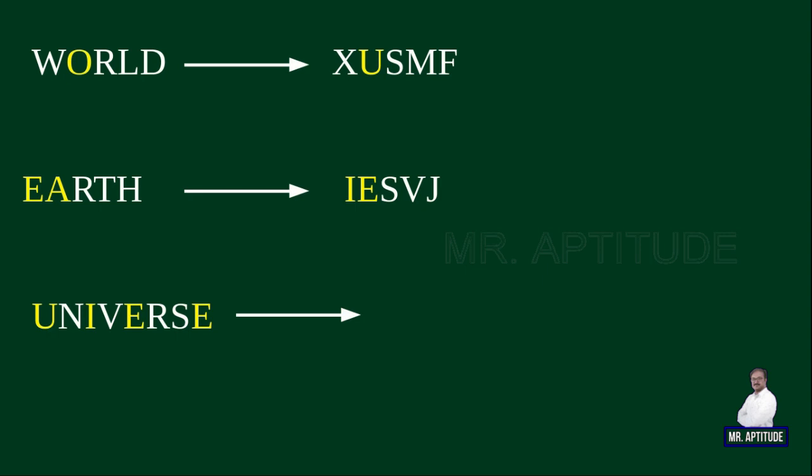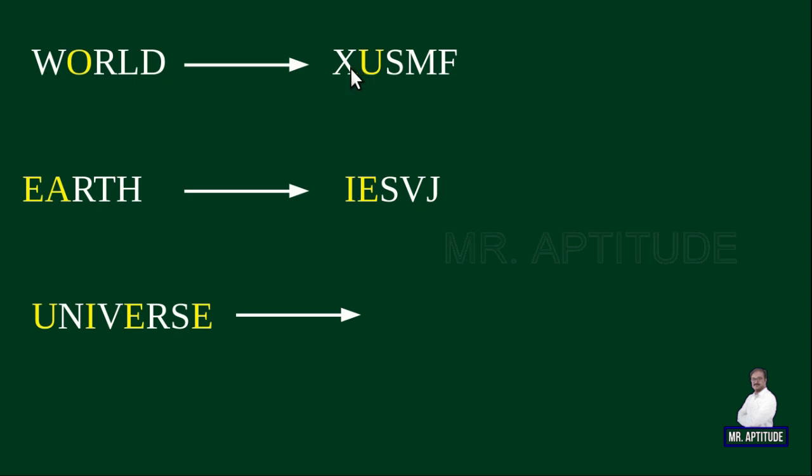The letters which are highlighted here are vowel letters. O and U are consecutive vowel letters. E and I are consecutive vowel letters. A and E are consecutive vowel letters. So every vowel letter is coded as its next vowel letter, and every consonant is coded as its next consonant.